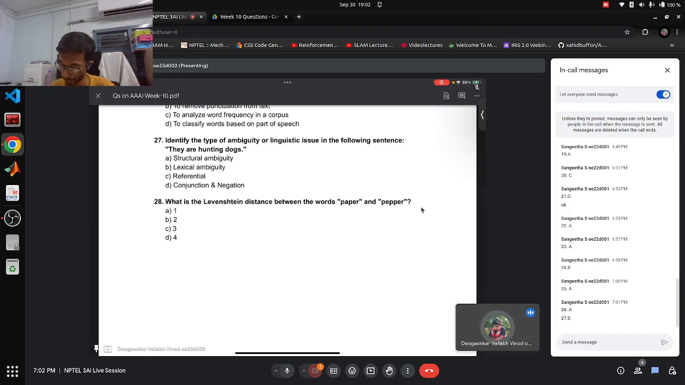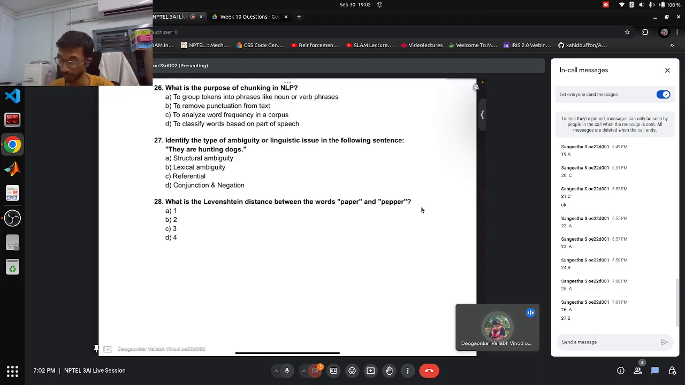For the 27th, the answer is B, lexical ambiguity. So here the sentence is "they are hunting dogs." It could either mean that the type of dogs is hunting dogs, or it could mean that hunting is a verb and they are hunting the dogs. So it's a lexical ambiguity.